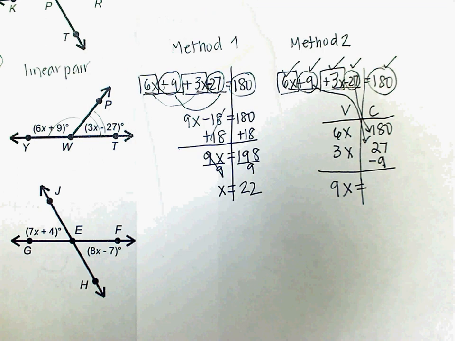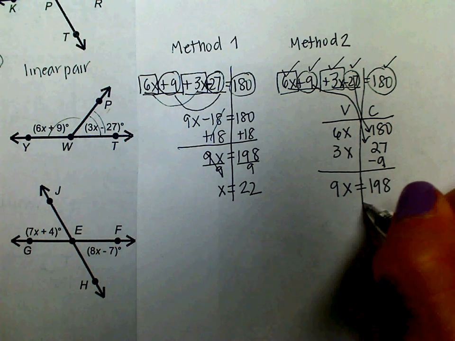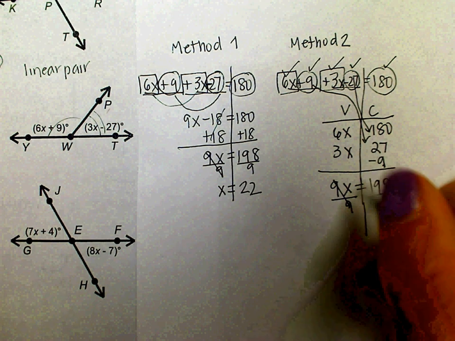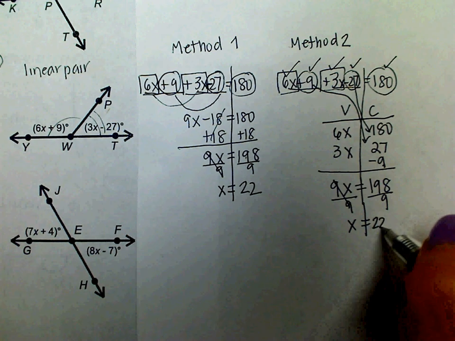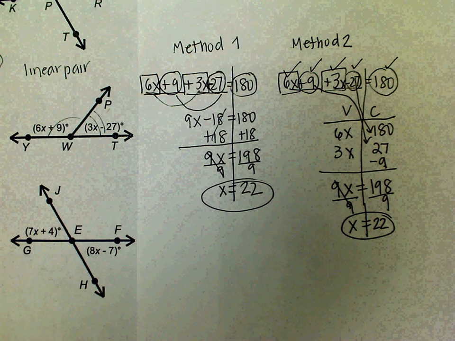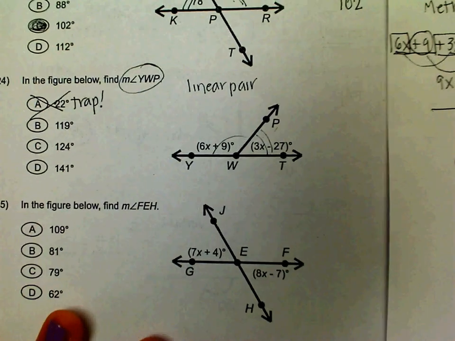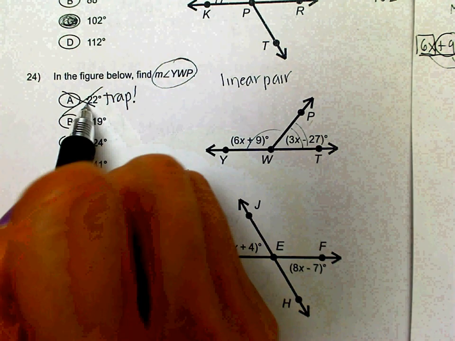And then you divide, which is what we did in this method, so I already know the answer is going to be x equals 22. But that's not what we're looking for. So let's go back over to the actual problem, and don't fall for that trap, because this is telling you to find the actual measure of the angle.